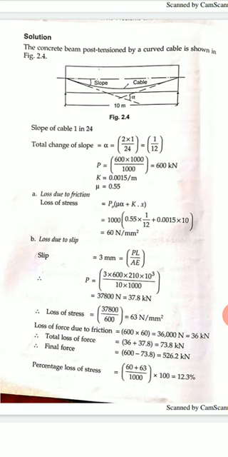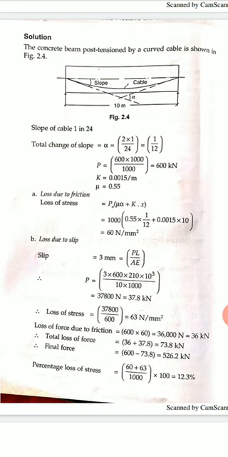Now the percentage loss of stress: the stress lost is 63 by slip, and the stress lost is 60 because of friction. So 60 plus 63 divided by 1000, which is the initially applied stress, multiplied by 100 gives us a value of 12.3%. So from the total 100% stress, which was 1000 Newton per mm square, we are losing 12.3% of stress because of the action of friction and slip.